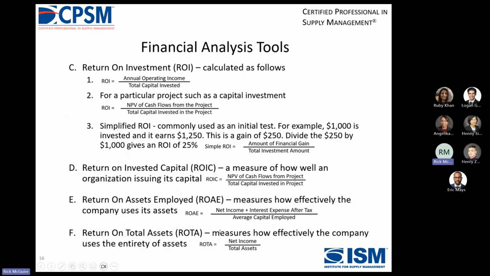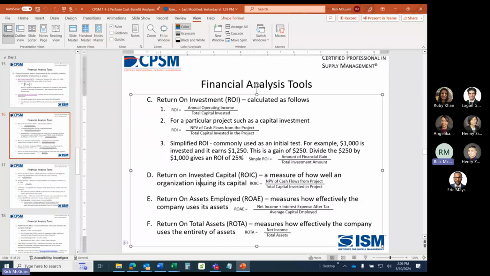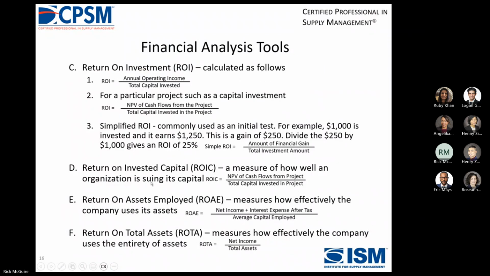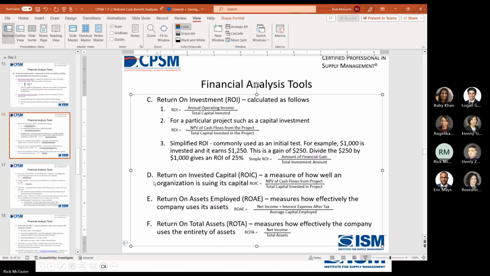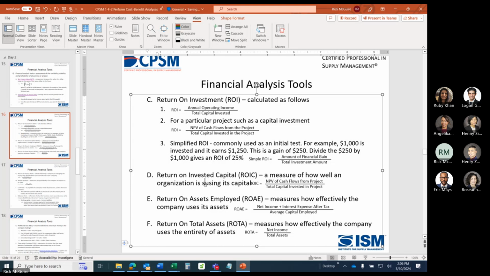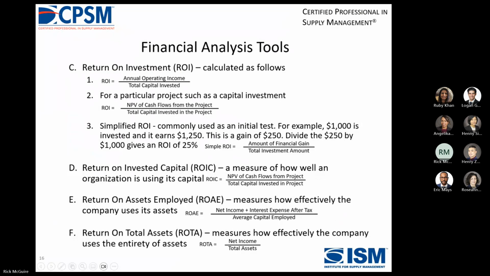Return on capital invested. It's a measure of how well an organization is using its capital. It's net present value of cash flows from a project divided by the total capital invested in the project. Very similar to ROI.